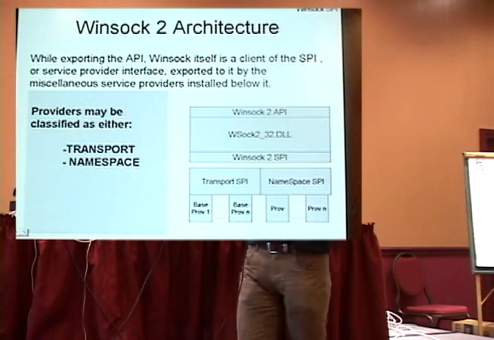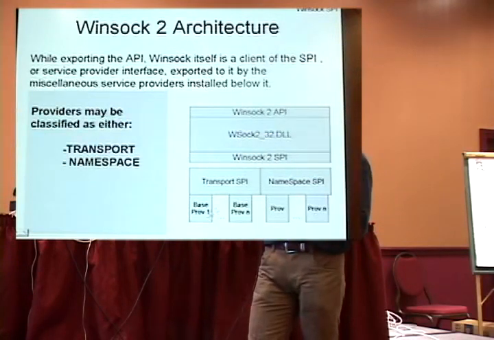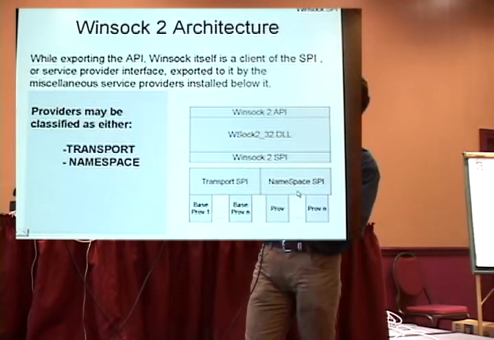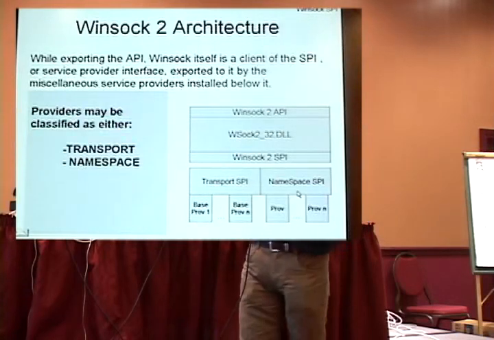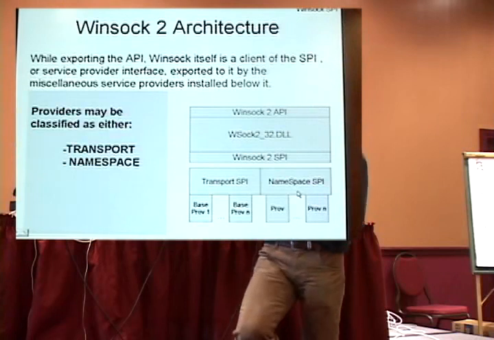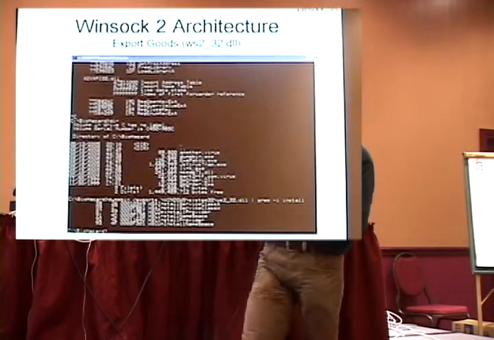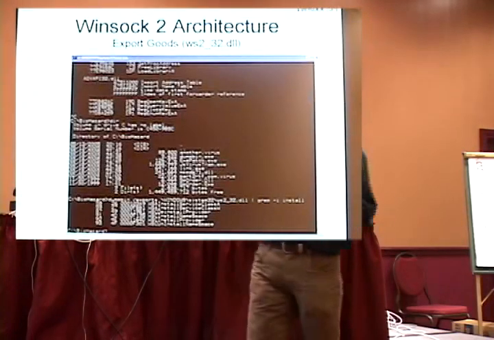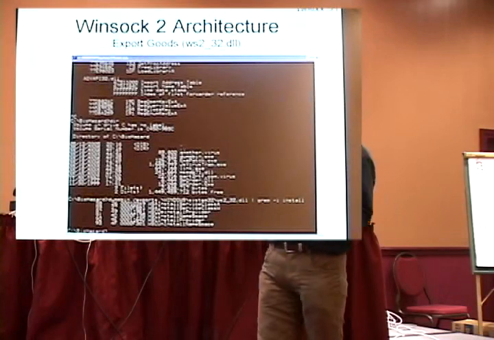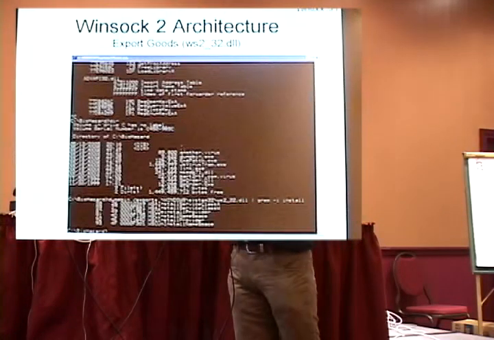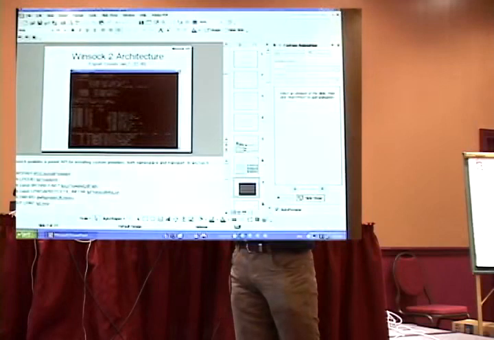And so the way that works is that we have these two, and the SPIs are essentially multiplexers in themselves to one or more providers, and I'll demonstrate that very shortly in an example. Now, going further, we can see a dumpbin on WinSock32 DLL. I might want to do that full screen so you'll be able to see.